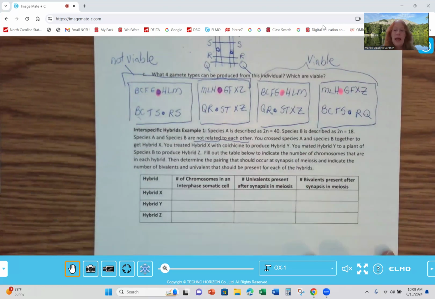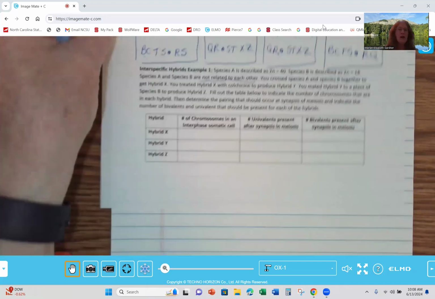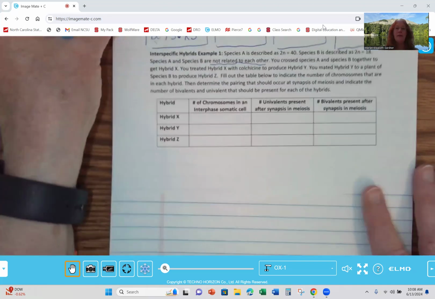You cross species A and B together to get hybrid X. You then treated hybrid X with colchicine to produce hybrid Y. Then you mated hybrid Y to a plant of species B to get hybrid Z, and now you have to fill out the number of chromosomes present in a somatic cell in interphase in each of the hybrids, the number of univalents present in synapsis of meiosis, and the number of bivalents present after synapsis and meiosis. So let's start by diagramming what happened here.